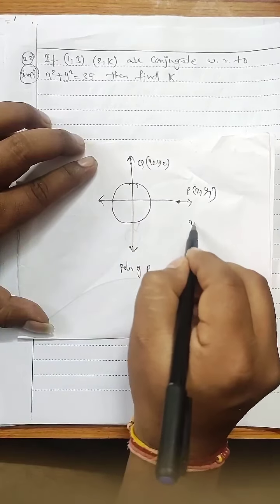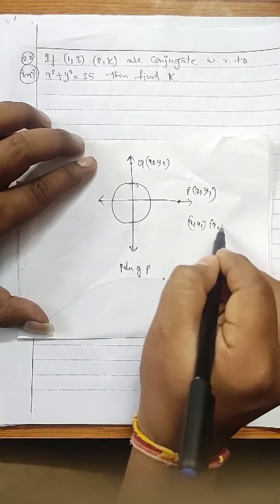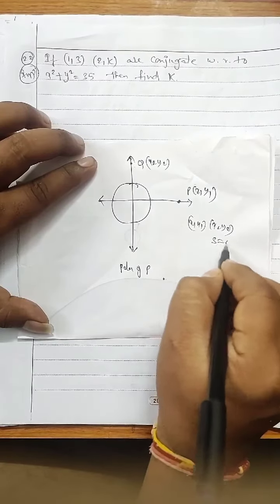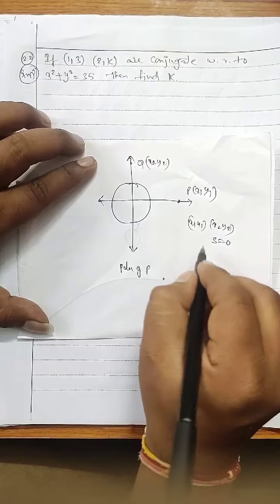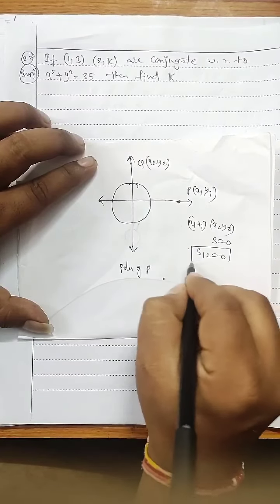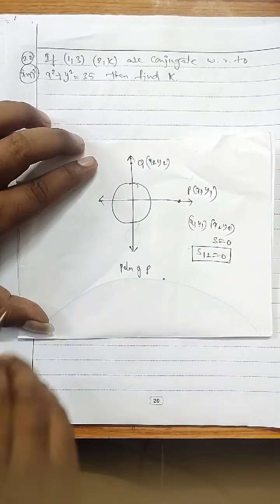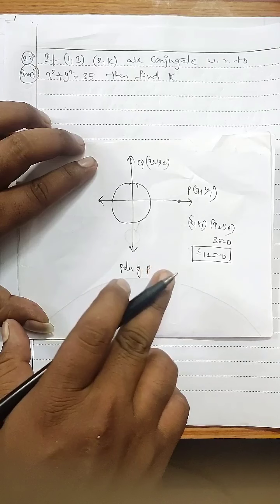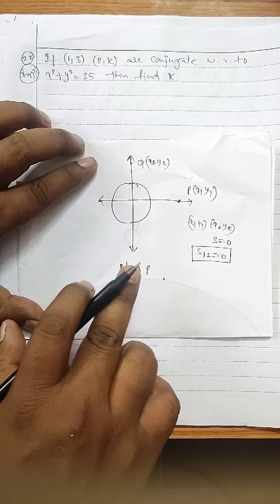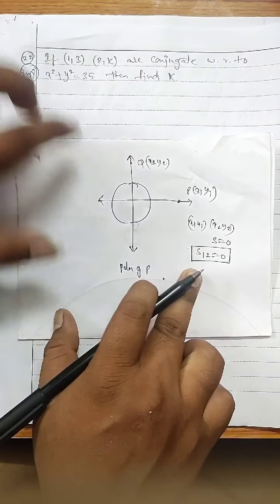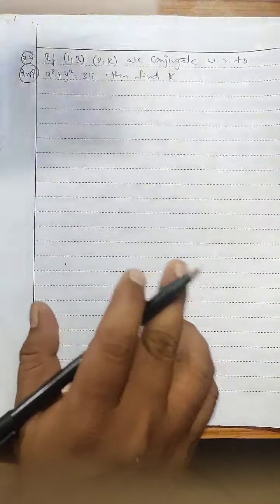And if (x1, y1) and (x2, y2) are conjugate with respect to the circle S = 0, then the condition is S12 = 0. This is the formula we have to use to solve this problem. S12 = 0. When (x1, y1) and (x2, y2) are conjugate points, then take S12 = 0. Apply the same formula here, we get the answer.